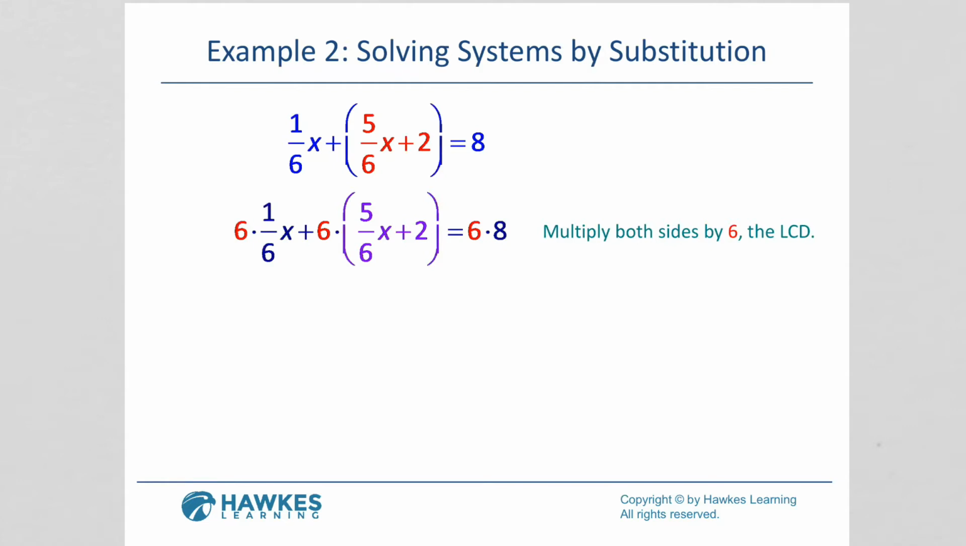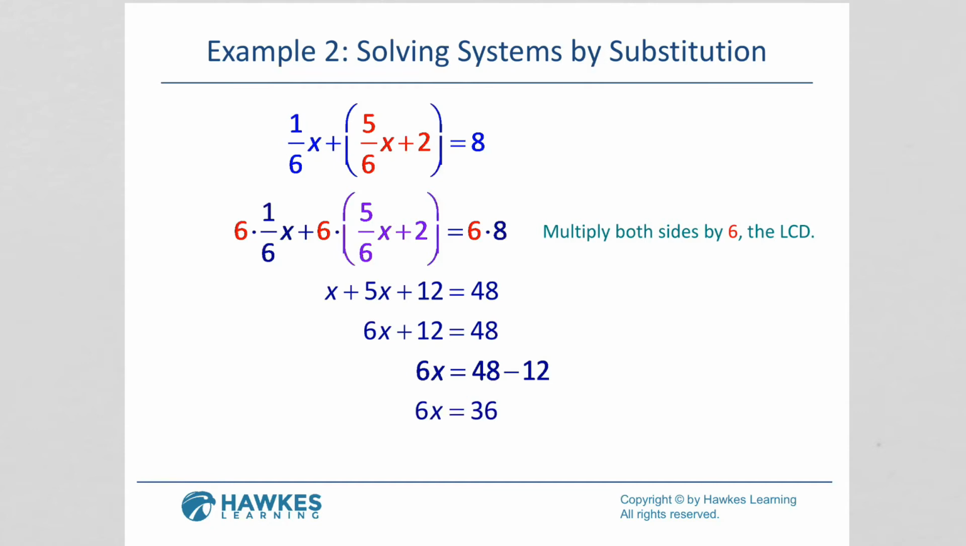We're going to multiply both sides by 6, or the lowest common denominator, so that we can eliminate having a fraction. So I'm going to take 6 times 1/6 x and 6 times 5/6 x plus 2, and I'm also going to take 6 times 8. When I simplify that, that leaves me with x plus 5x plus 12 equals 48. x plus 5x is 6x plus 12 equals 48. Subtract 12 from both sides, leaves me with 6x equals 48 minus 12, which is 6x equals 36. Now I'm going to divide both sides by 6. x gives me 6.